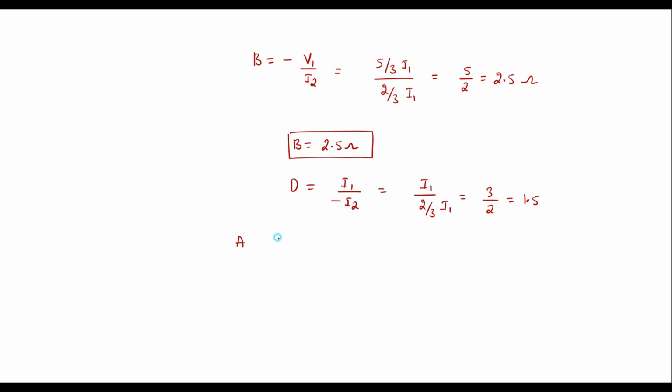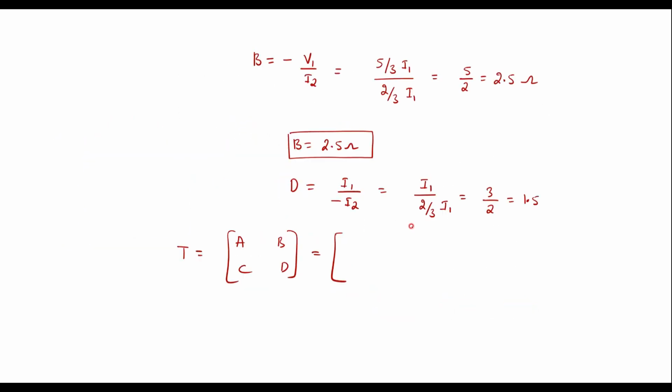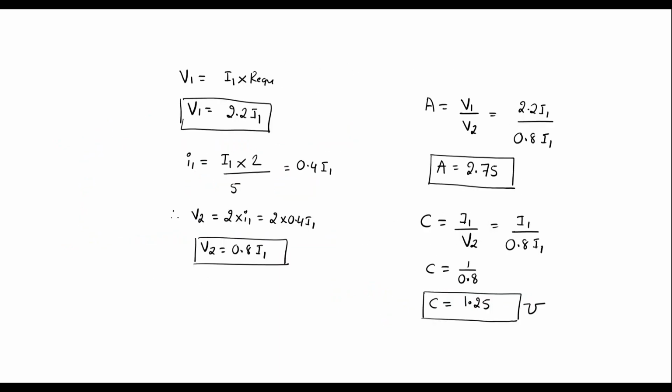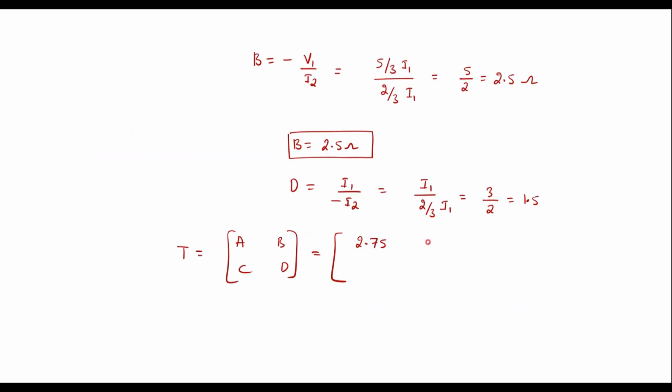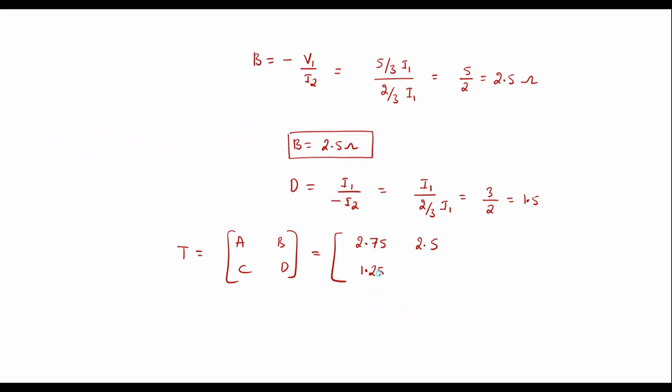Now I can write A, B, C, D, that is T parameters, is equal to: we have A value is 2.75, we have B value is 2.5, C value is 1.25, and D value is 1.5. So these are the ABCD parameters for the given circuit.